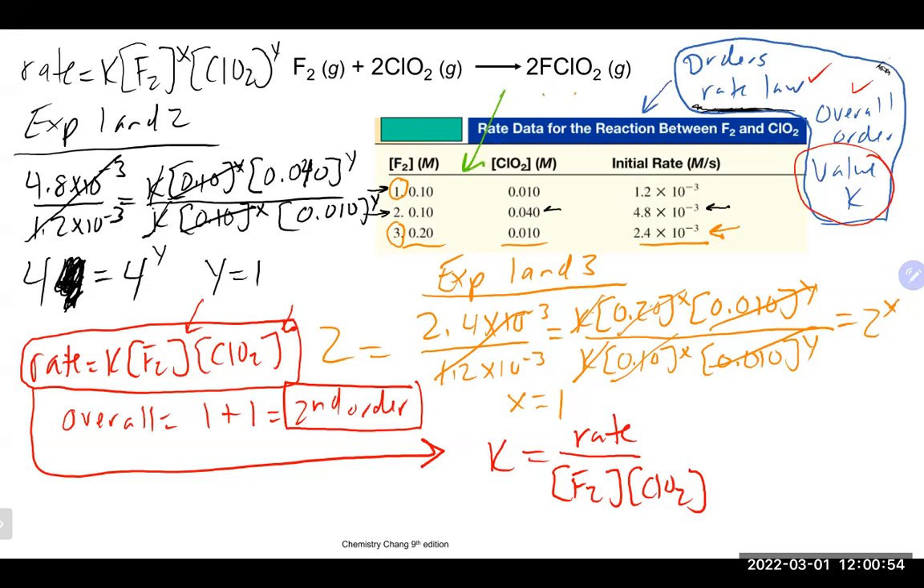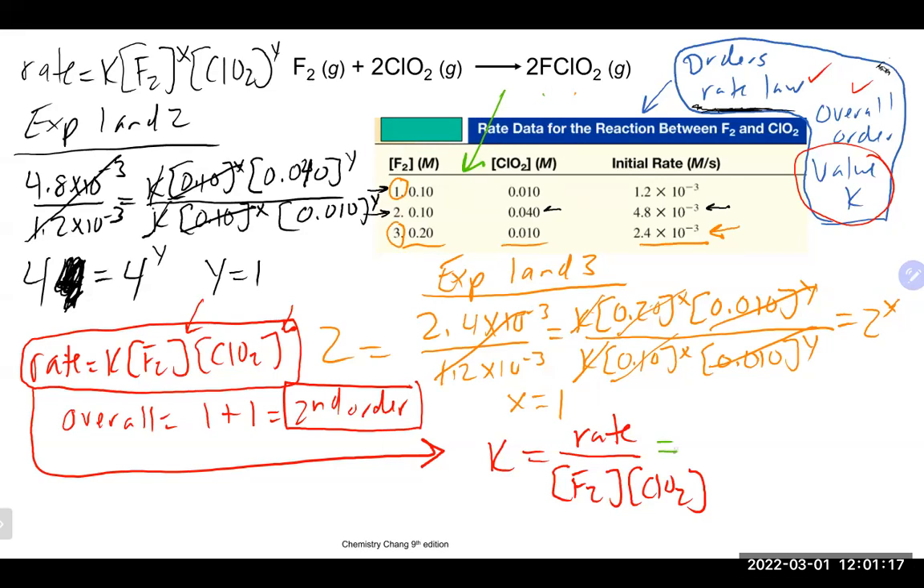So you could choose any entry you like. You could choose entry number 1. You could choose entry number 2. You could choose entry number 3 if you like. You just can't mix and match, so you have to choose one entry for everything. But they all should give you the same value because K is a rate constant, which means no matter which one you take, they should end up with the same value. So I'm just going to take number 1.